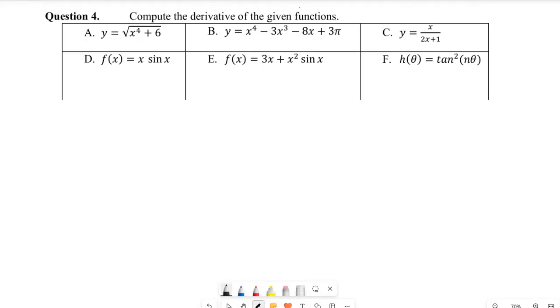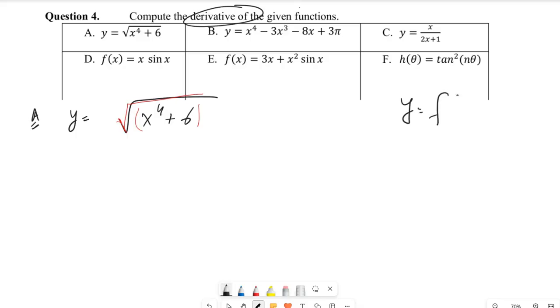Here we want to learn a few practice problems for derivatives using different formulas. Let's do one at a time. Part A. y is the square root of x^4 plus 6. You see there is an outside function and there is an inside function. So this is usually a chain rule problem.